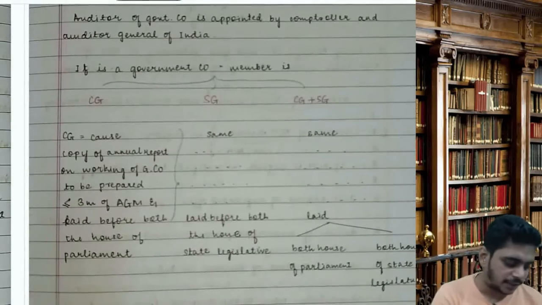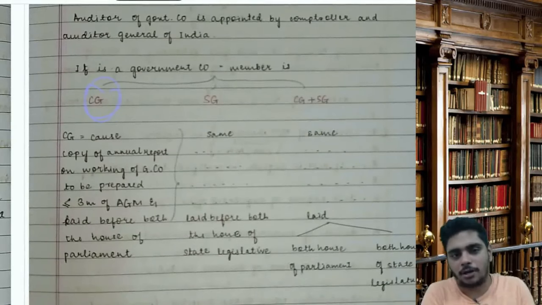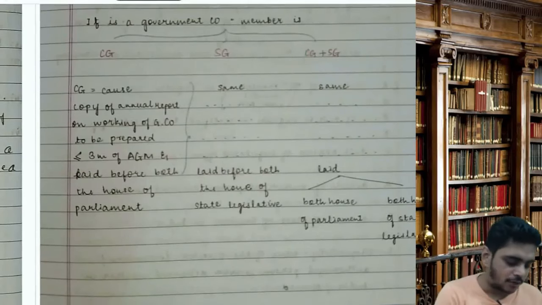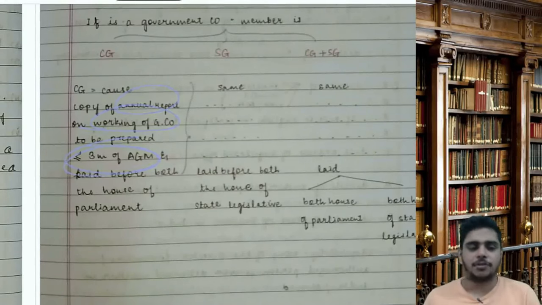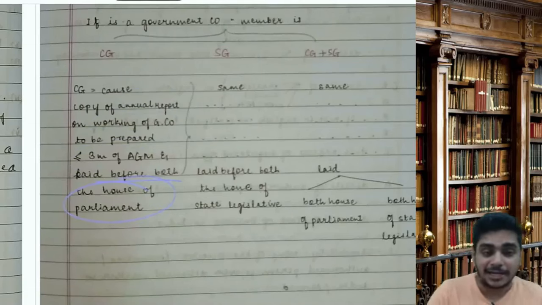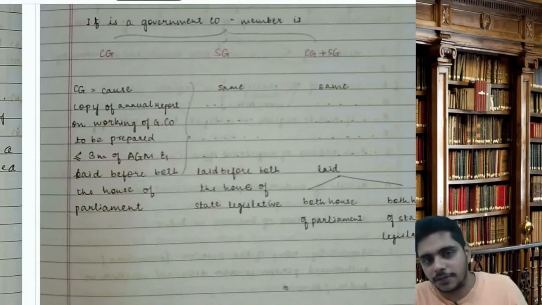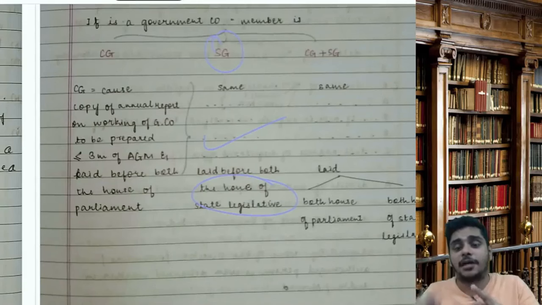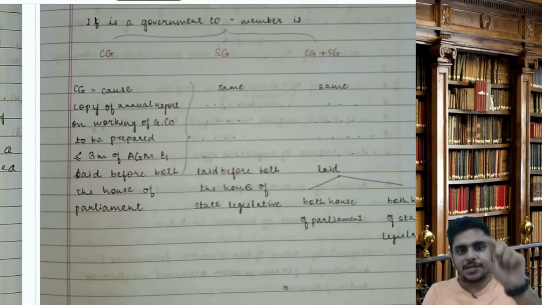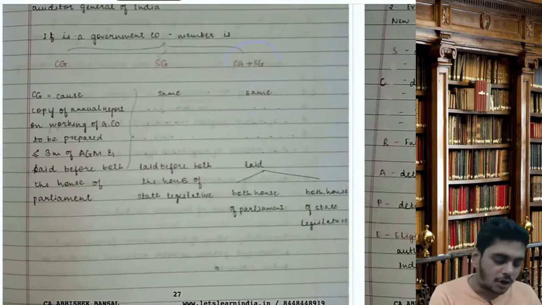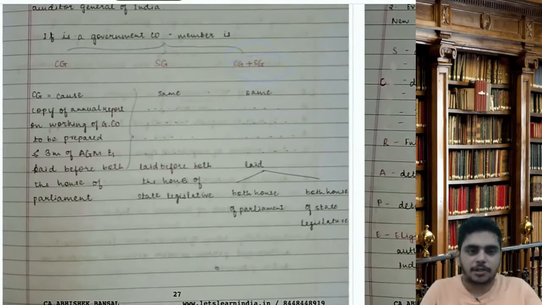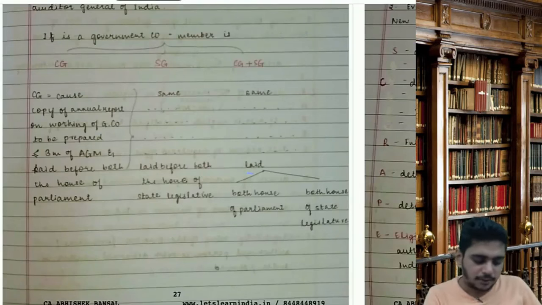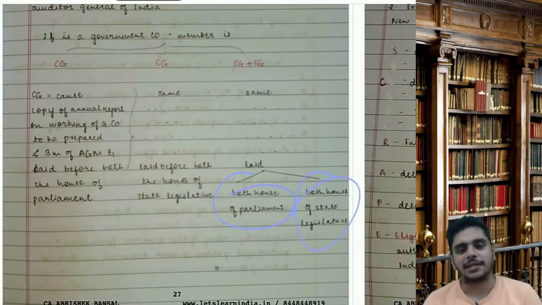If in a government company the member is the central government, the CG shall cause an annual report on the working of the government company to be prepared within 3 months of the AGM and laid before both Houses of Parliament, Lok Sabha and Rajya Sabha. In case of state government, same point: it is laid before both Houses of State Legislature, Vidhan Sabha and Vidhan Parishad. If both governments have taken a stake, the report is laid within 3 months before both Houses of Parliament and both Houses of State Legislature.